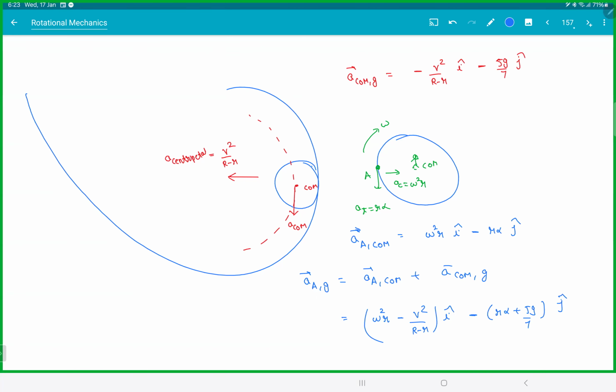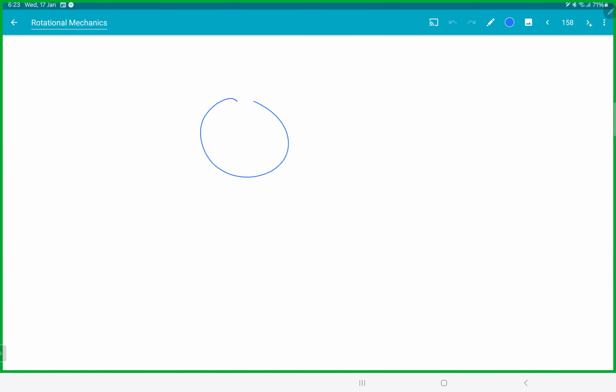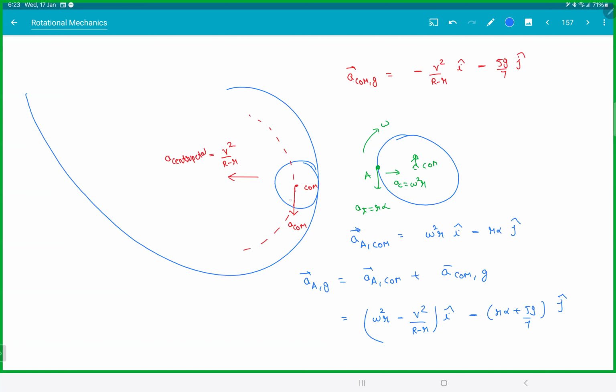Basically, I know why you thought 3: because we thought 3 since, see, this was translation and this was rotation. But here this is rotation plus rotation. Center of mass itself is going in a circle and this A is going in one more circle. So rotation plus rotation: you got tangential plus centripetal, both came, 2 times you got. That's why you got total 4 parts. Is this making sense, everyone?